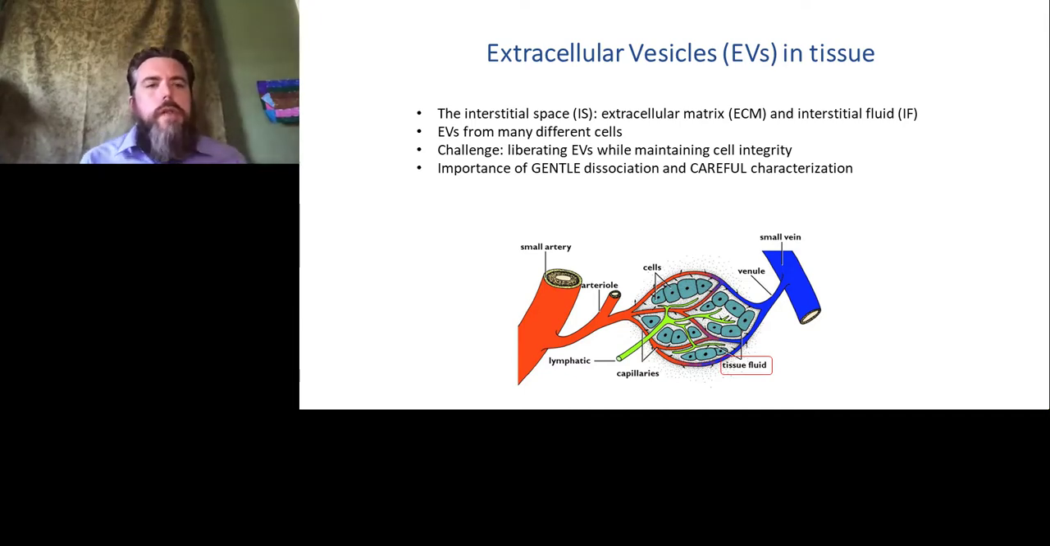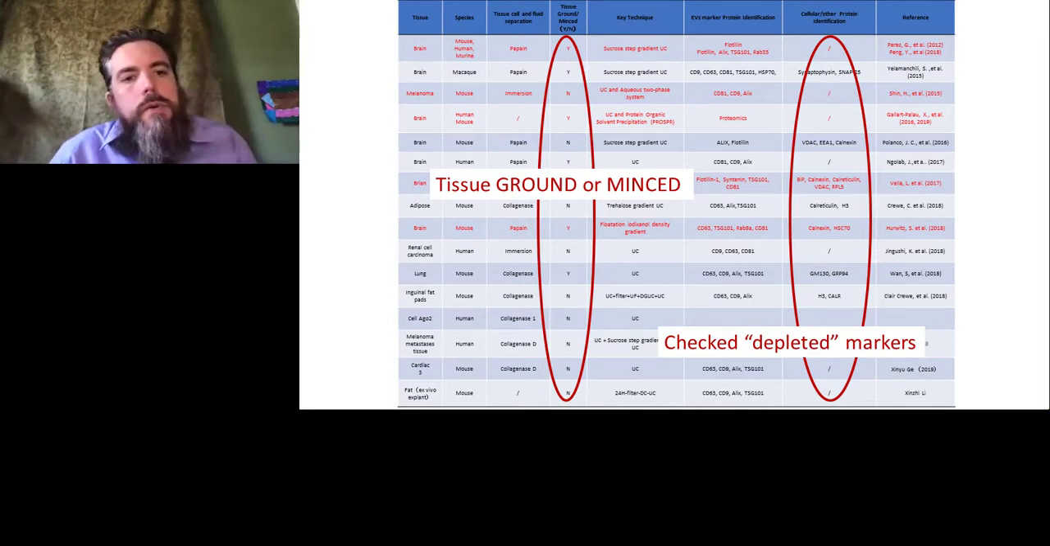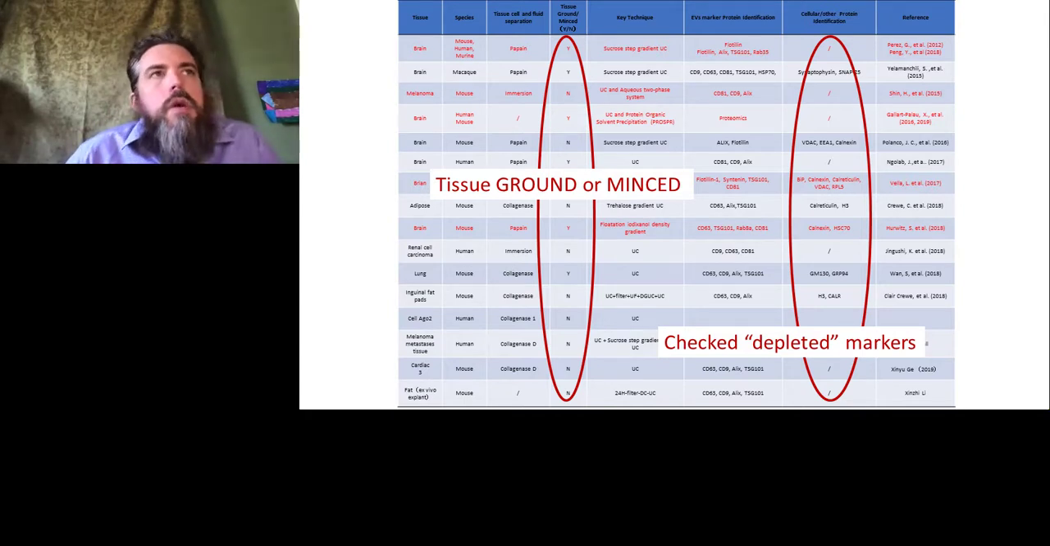So this shows us that there's an importance of just dissociating the tissue very gently, and then also characterizing the EVs in a way that lets us determine whether we're studying artifacts or actual EVs that were released by the cells. And so when my lab started to work on tissue EVs, and we looked at some of the literature that had been published, we were surprised to see that many of the studies were taking tissue and grinding it up or mincing it very finely. So this would be a physical mechanical process that is actually disrupting the cells. And it doesn't allow us to necessarily draw conclusions about the extracellular vesicles.